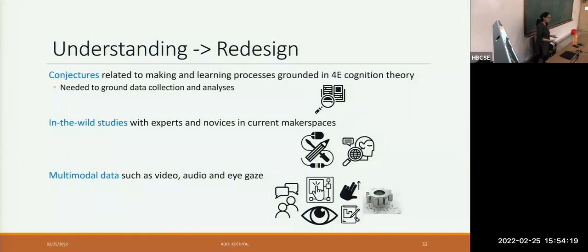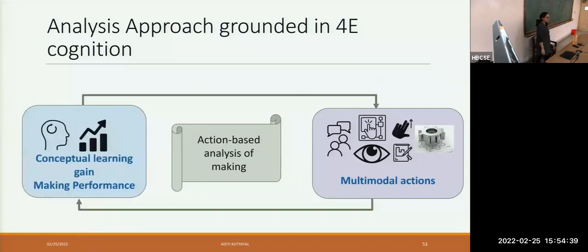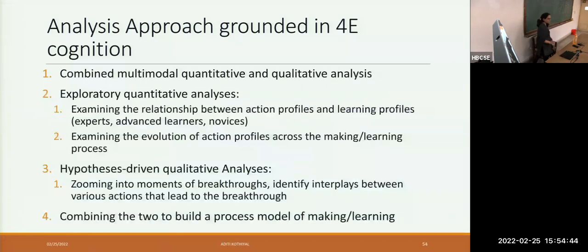And we will have to do quantitatively rich analysis. So again, I propose an enactivist approach to this. I say 4E cognition, but it's primarily enactivist, where we are focusing on actions and doing. And we then try to relate this to conceptual learning and making performances. So the analysis approach that I propose is to combine, like I said, quantitative analysis and qualitative analysis.